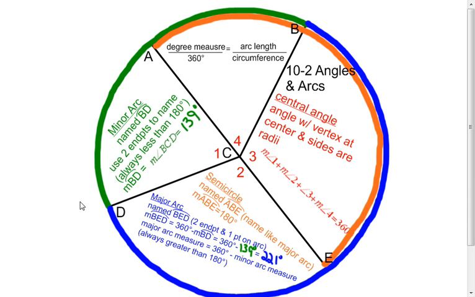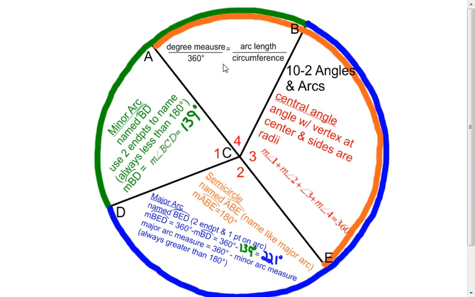And the last thing that I have here is just a little formula. It's going to help us find the arc length. Now, arc length is just what it says. It's the length of the arc. So if I wanted to figure out how long this green arc was, I could use this formula.